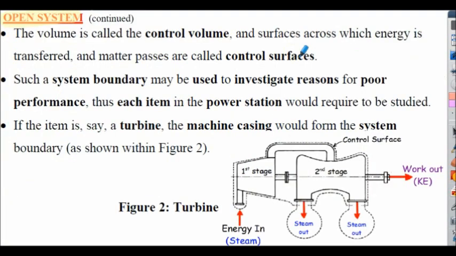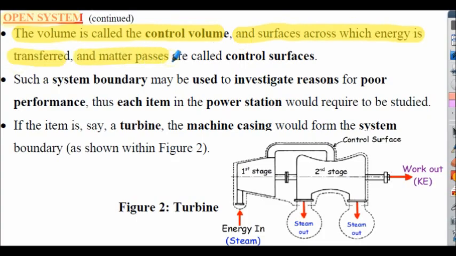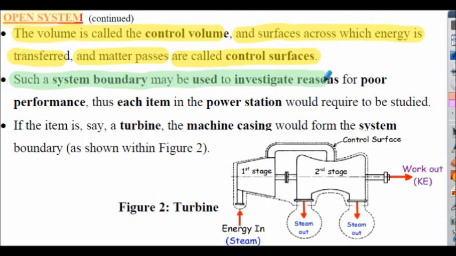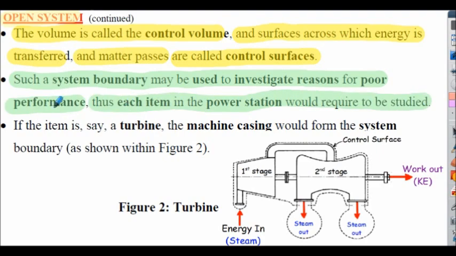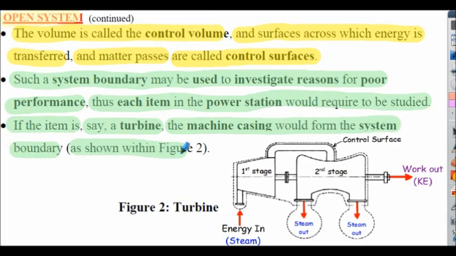Open system continues. The volume is called the control volume, and the surfaces across which the energy is transferred and matter passes are called control surfaces. Such a system boundary may be used to investigate reasons for poor performance. Thus, each item in a power station would require to be studied, and if the item is, say, a turbine, the machine casing would form the system boundary, as shown within figure 2.